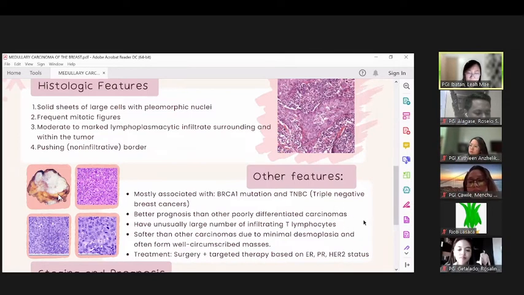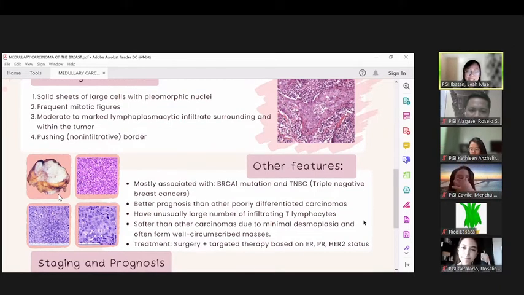So the body must be fighting this tumor with all these lymphocytes, so maybe the prognosis is better compared to others. And they are softer than other carcinomas due to minimal desmoplasia, and often form a well-circumscribed mass. Actually, medullary is derived from the Latin term medulla, which means marrow. Bone marrow is soft, so that's why medullary is soft. So treatment is surgery plus targeted therapy based on the ER/PR and HER2 status.